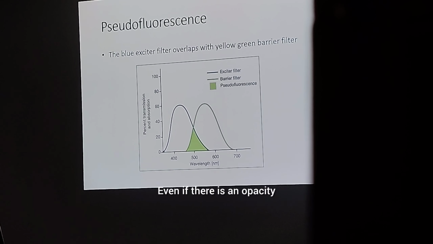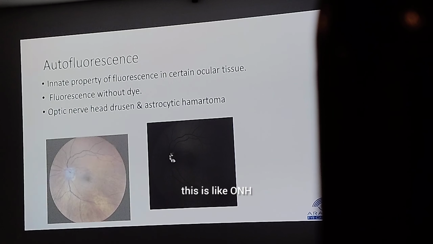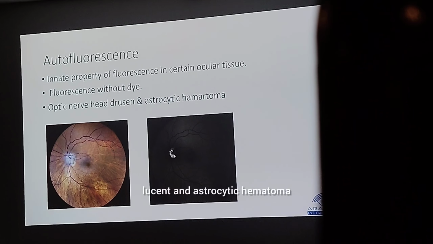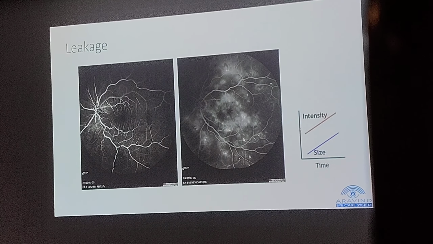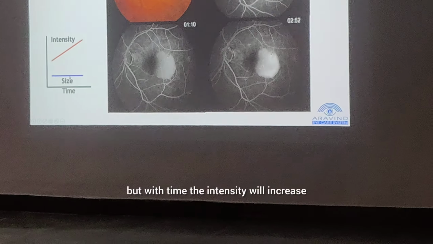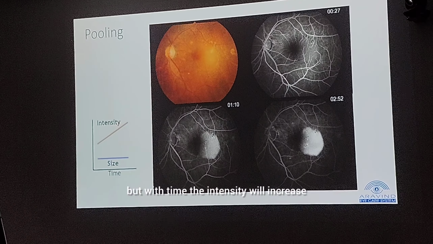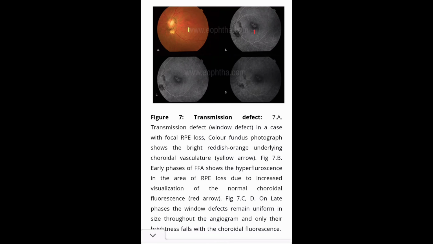Even if there is an opacity or anything which is not supposed to appear, like ONH drusen and astrocytic hamartoma, they have intrinsic fluorescence, seen around the fovea. There are two keywords important here: the vision will remain constant, but with time the intensity will increase. Irregular foveal avascular zone indicates macular ischemia.